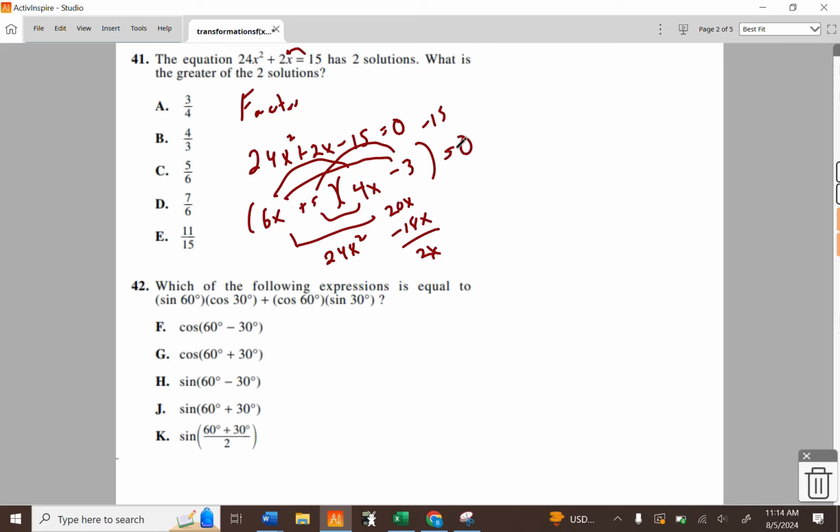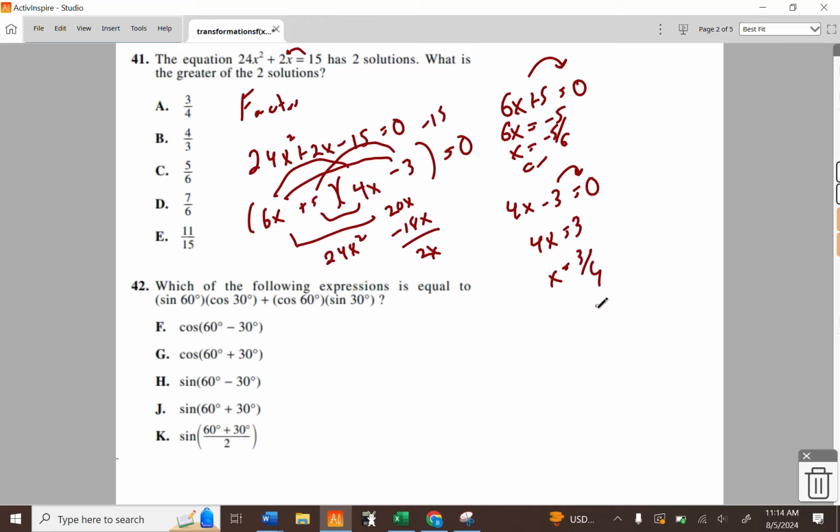Now we're going to use something called the zero product property. 6x plus 5 equals 0, or 4x minus 3 equals 0. We'll subtract 5 from both sides, divide by 6, and we get a solution of -5/6. The other one, we're going to add 3 to both sides and divide by 4, and we're going to have 3/4. Now it says which one is the greater one? Well, obviously 3/4 is bigger than negative 5/6.